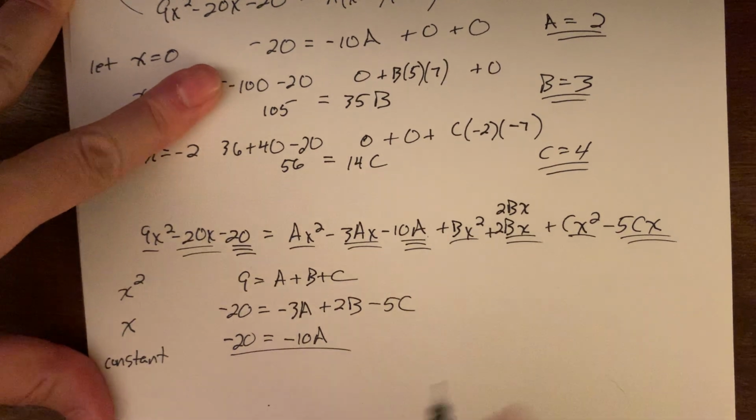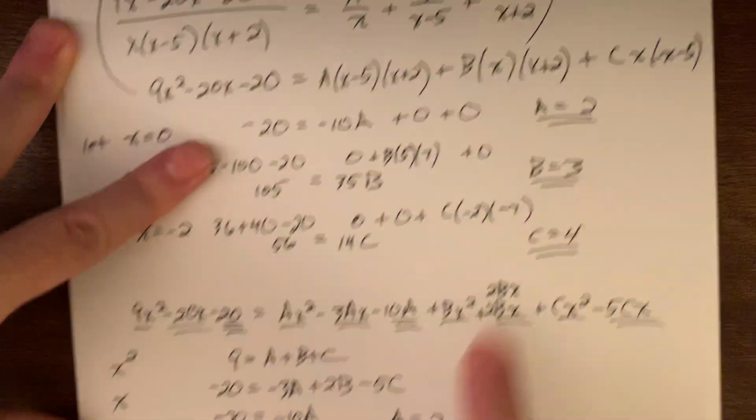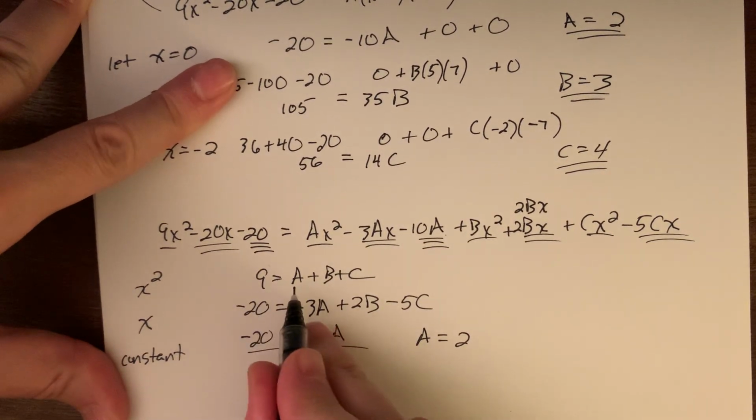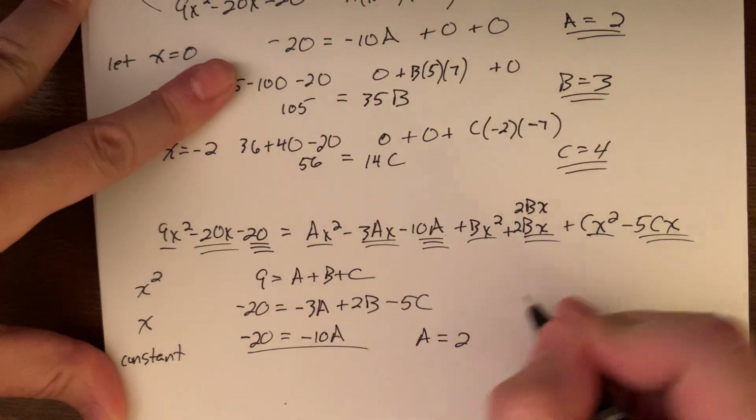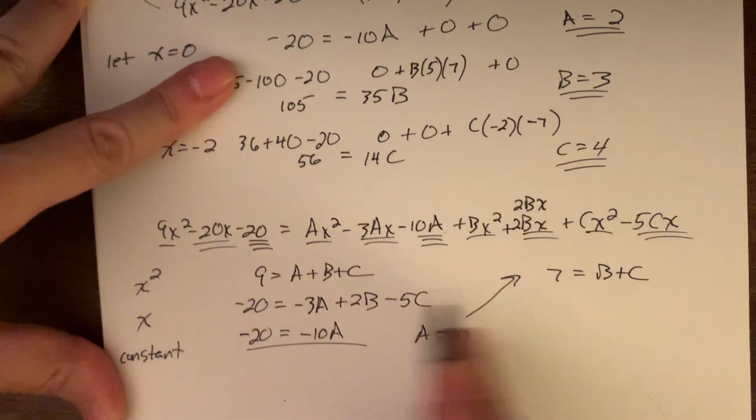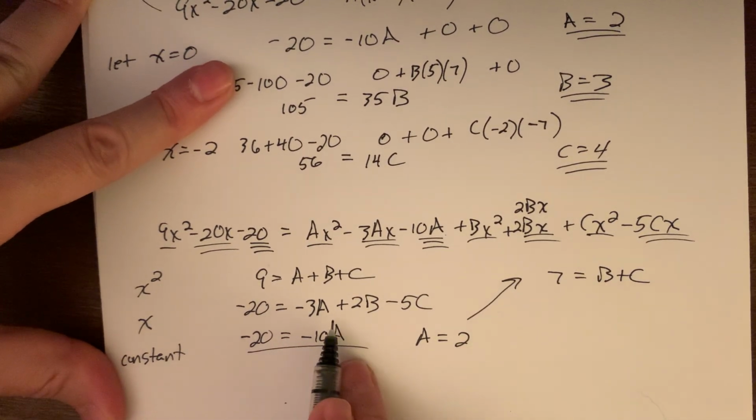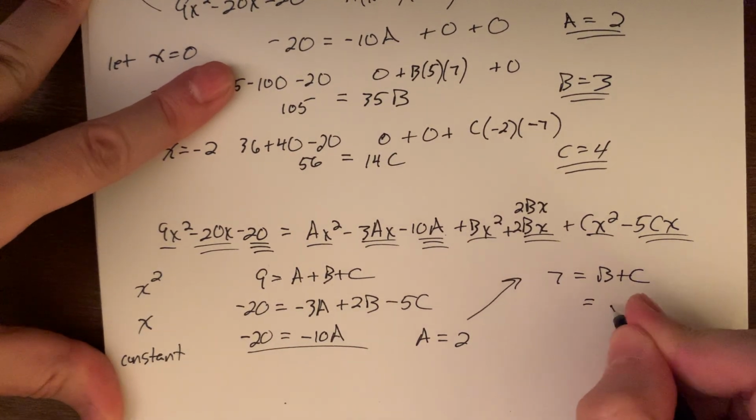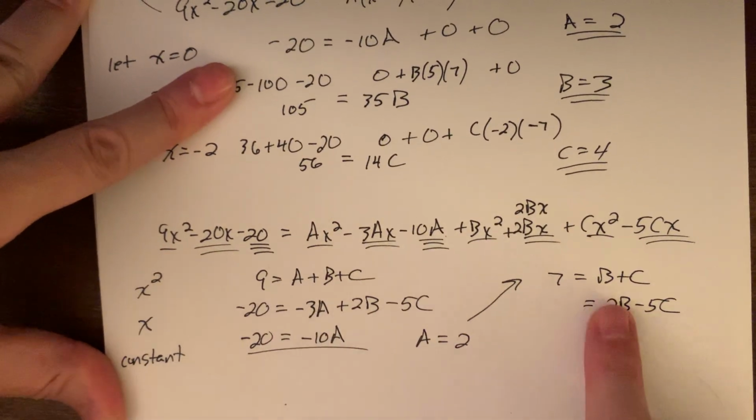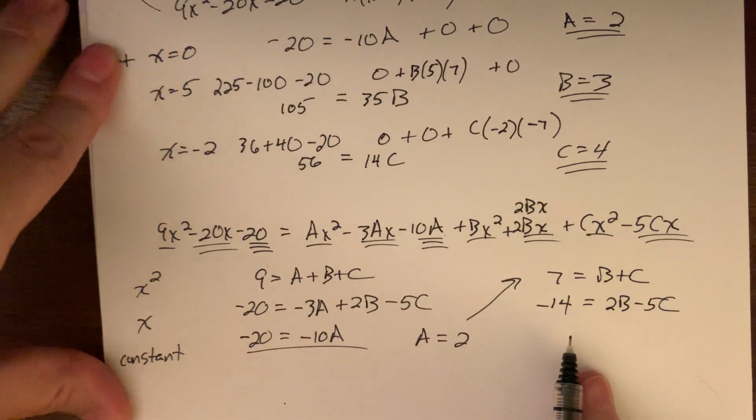I'm just going to jump right here. And that gives me a is 2. And by plugging that in here, I now get 9 equals 2 plus b plus c. I could subtract the 2 to make that 7 equals b plus c. Here, I'd have minus 6 plus 2b minus 5c. But that minus 6 I add to the other side. So I'd have a minus 14.